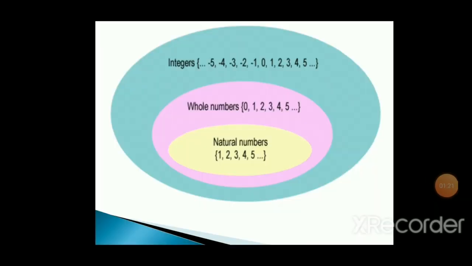From this figure, we can notice a connection between the number sets. Natural numbers are 1, 2, 3, etc. Whole numbers are 0 together with the natural numbers. And what about integers? Negative numbers together with whole numbers are the integers.